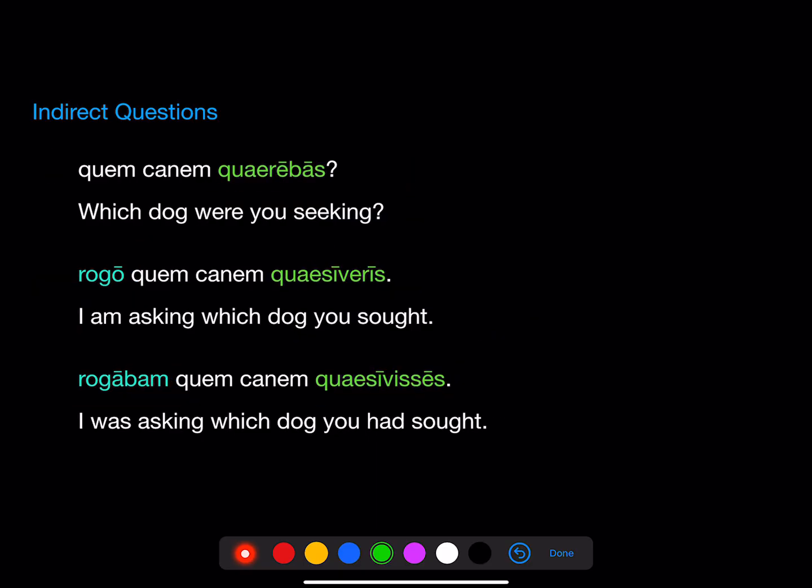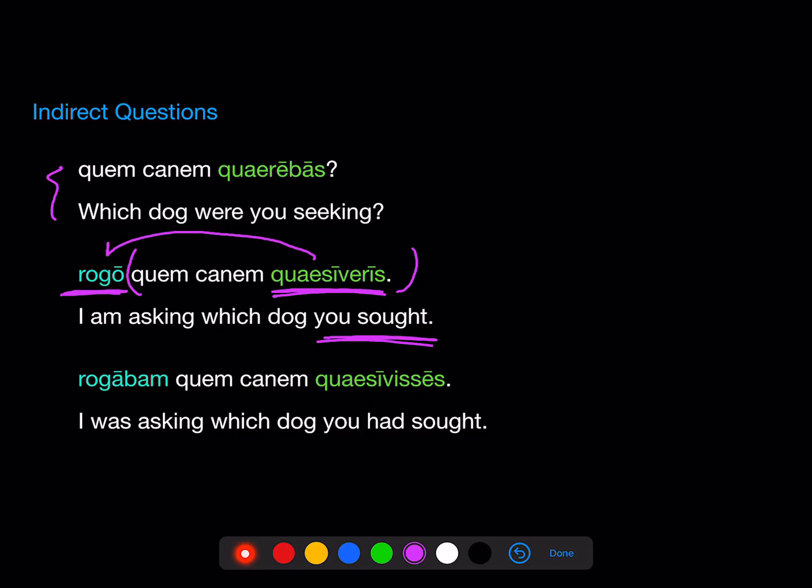So now let's look at a different direct question. Quem canem quaerebas? Which dog were you seeking? So now let's make this an indirect question after a present tense verb. I am asking which dog you sought or which dog you were seeking. Either one is fine. But this is a perfect subjunctive, and perfect subjunctive means before that main verb.